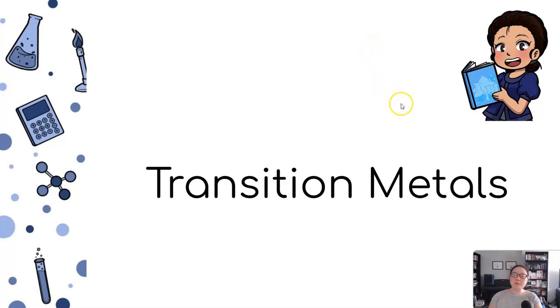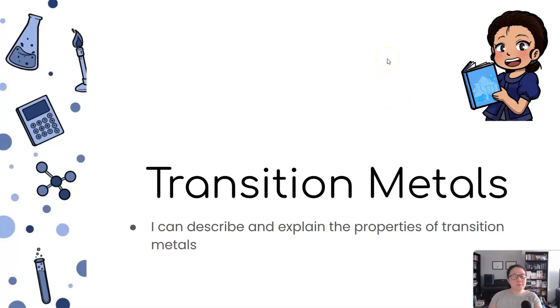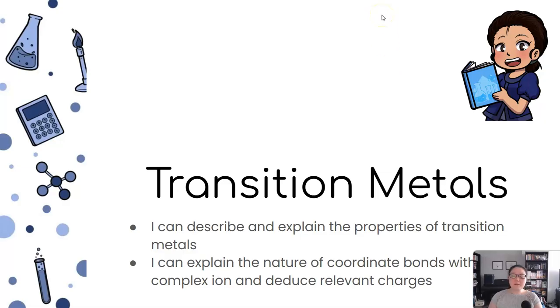By the end of this lesson, you should be able to describe and explain the properties of transition metals and explain the nature of coordinate bonds within a complex ion and deduce relevant charges.